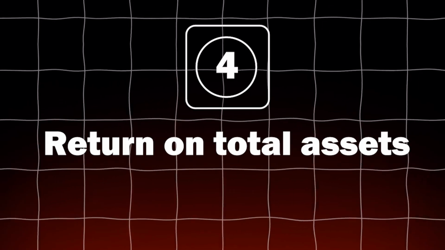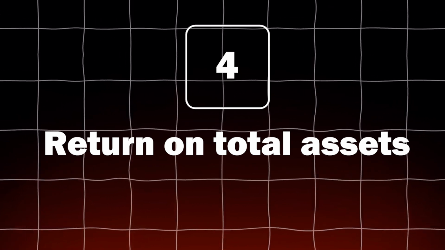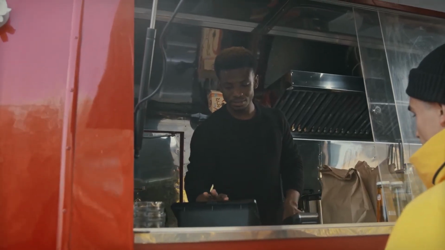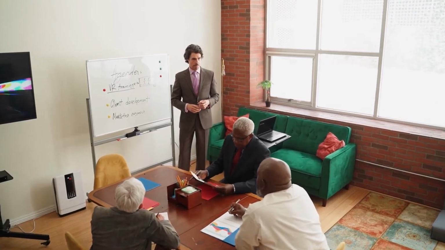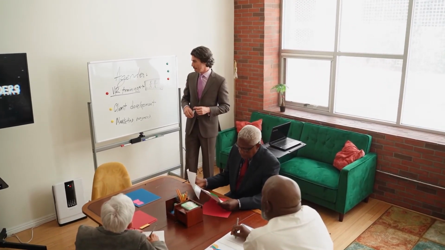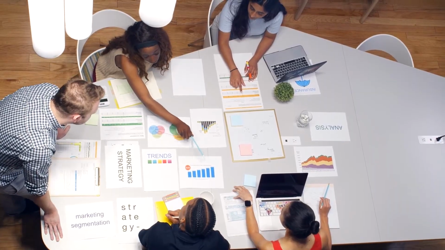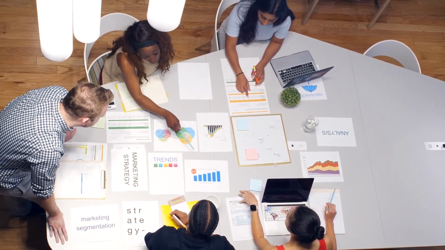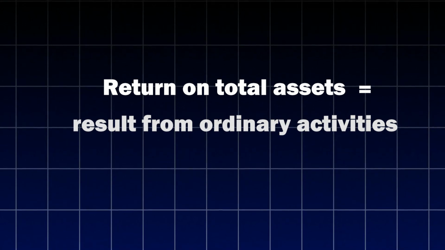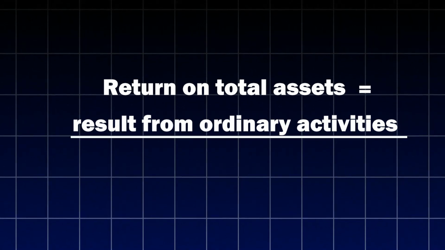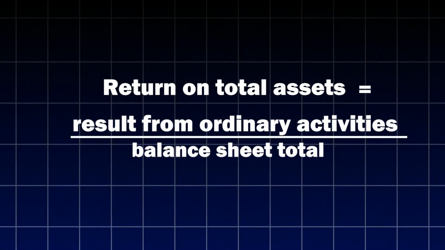4. Return on total assets. The return on assets is calculated as earnings from ordinary activities before interest and taxes in relation to total capital. This key figure is used to determine the return on total capital employed. It indicates how efficiently a company has used the available capital. Return on total assets is equal to result from ordinary activities divided by balance sheet total.